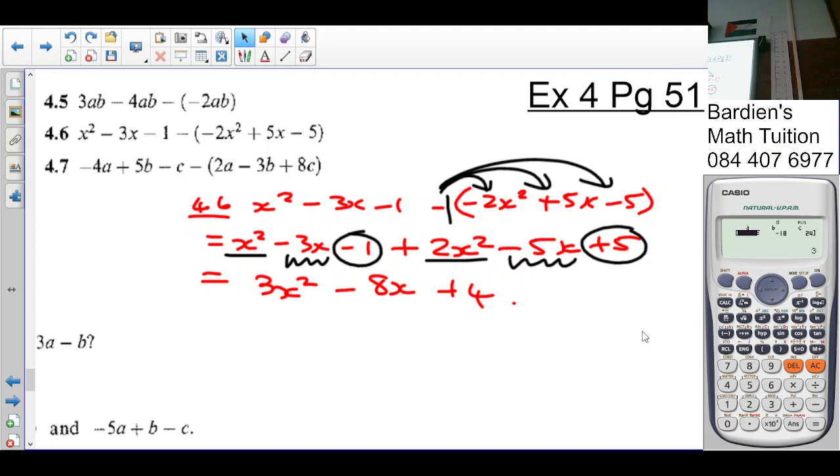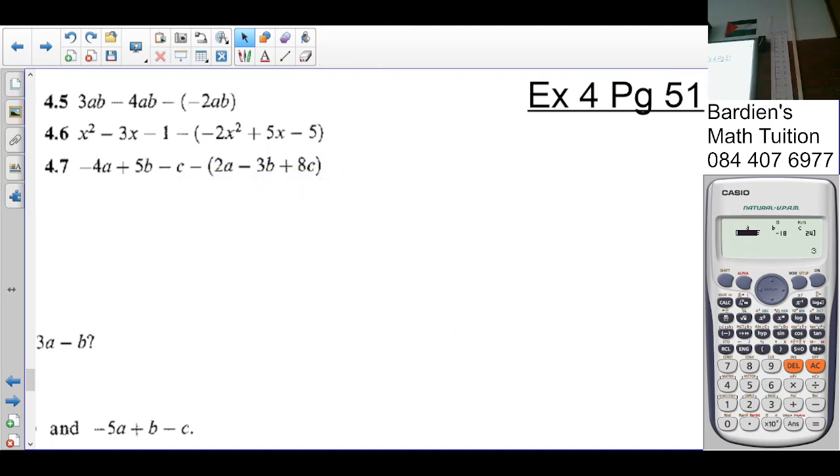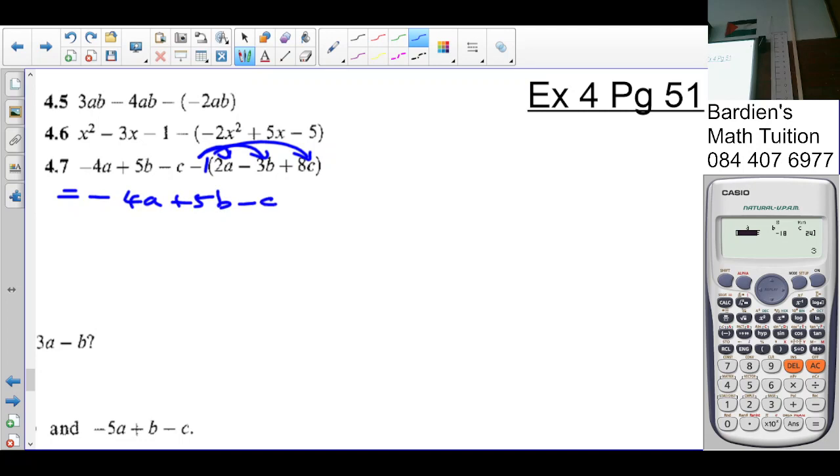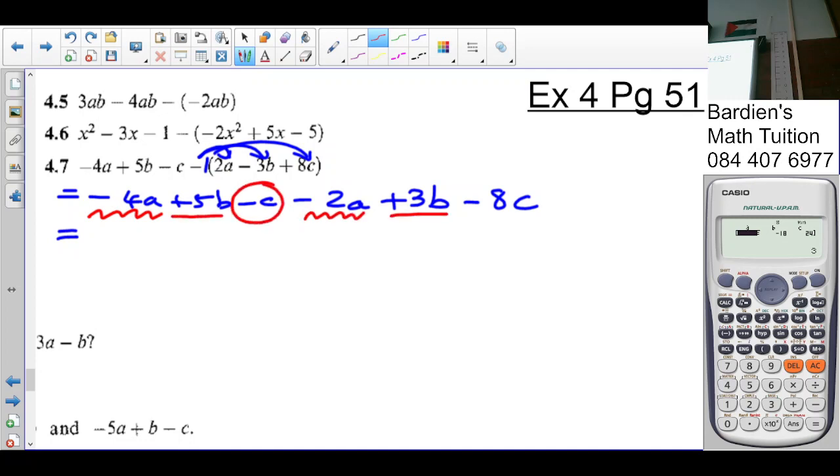Alright, let's look at 4.7. So what needs to be done first in 4.7? Brackets, by multiplying that out. Negative 1b. So you got 4a plus 5b minus c. Negative 1 times 2a is negative 2a. Negative 1 times negative 3b is positive 3b. Negative 1 times positive 8c is negative 8c. What do I look for now? Like terms. Negative 4a minus 2a, 5b plus 3b, negative c minus 9c.